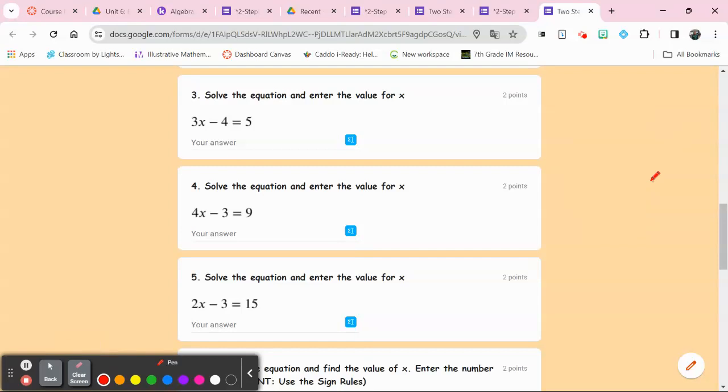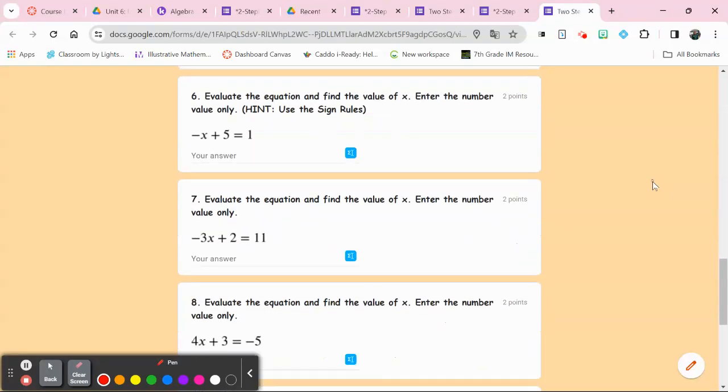Now, I'm going to go down to the first one with signs. Number 6, we have negative x plus 5 equals 1. Now, I want to remind you, when you have a variable that's by itself, there's always a 1 in front of it. So that really means there's a negative 1 in front of that. All right. Remember, our first step is to move the number without a letter. So the opposite of plus 5, or a positive 5, is a negative 5, or minus 5, to both sides of the equation.